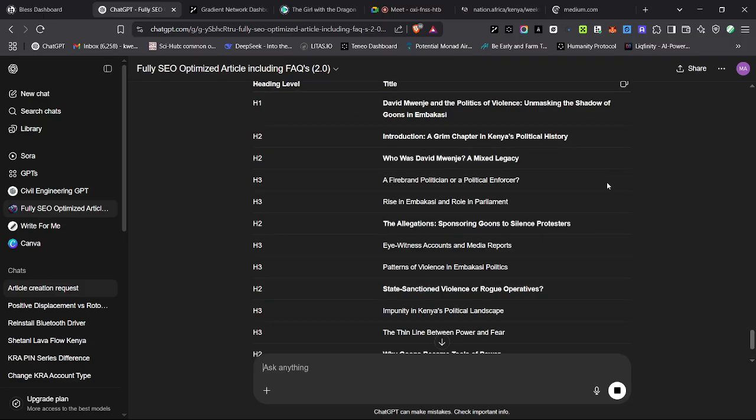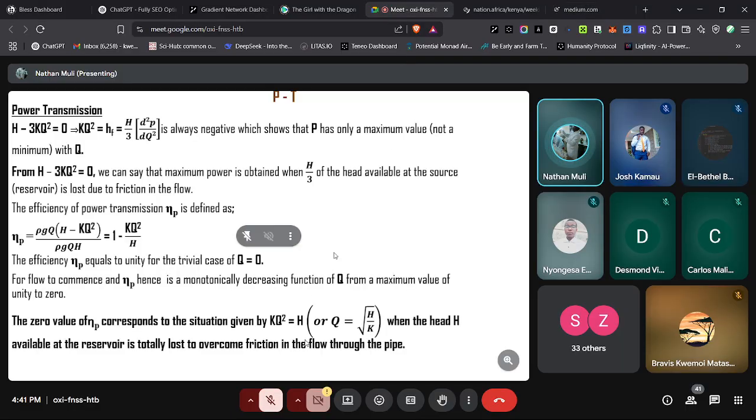But when it comes to monotonic power, let's say for monotonic power transmission, what does it portend? When you talk of that, it is a way of saying that power will strictly decrease as a function of Q from a maximum value of unity to zero.